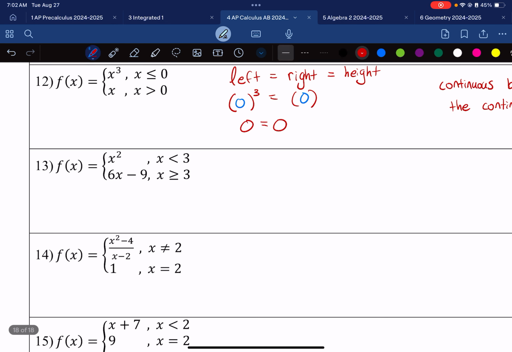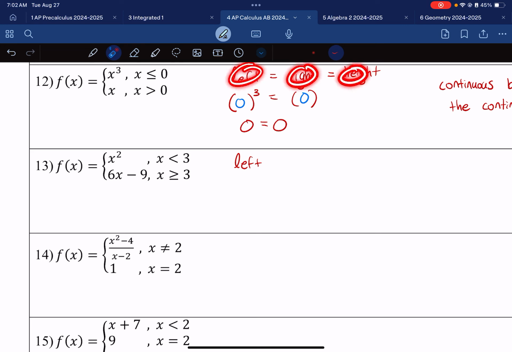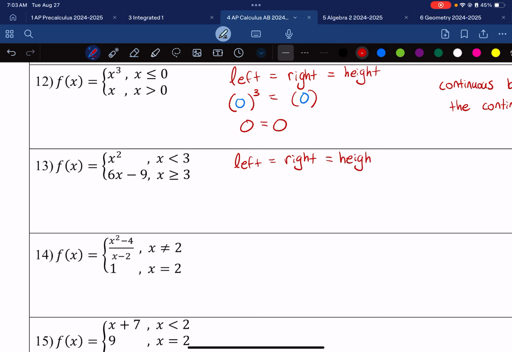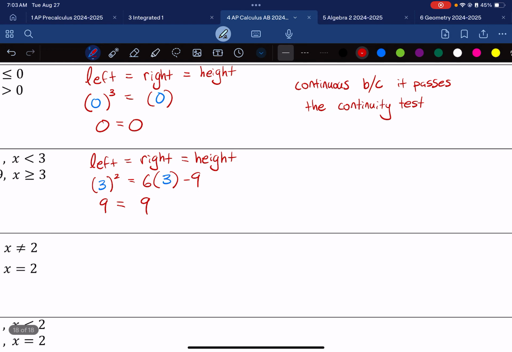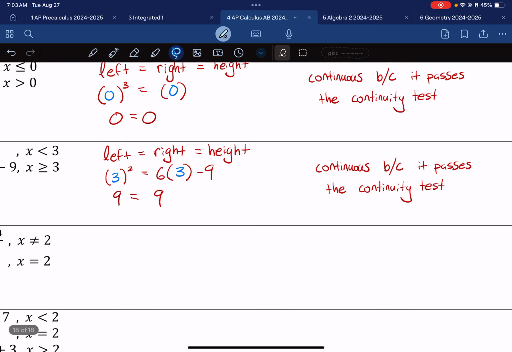In number 13, again, we're going to set up the formula. It's funny to write this over and over when I have 3 pieces for the formula. There's only 2 pieces here, so Mr. Snell, you don't need to write all 3 of them. I'm practicing, and you should practice as well so you remember the formula. So in this case, the height and the right piece are the same thing, so I don't have to write the height. And I can say this is x squared is equal to 6x minus 9. Plug in our suspect point of 3. 3 squared on the left is going to give us 9. This is going to be 18 minus 9. 18 minus 9 is 9. So yet again, it is continuous because it passes the continuity test.